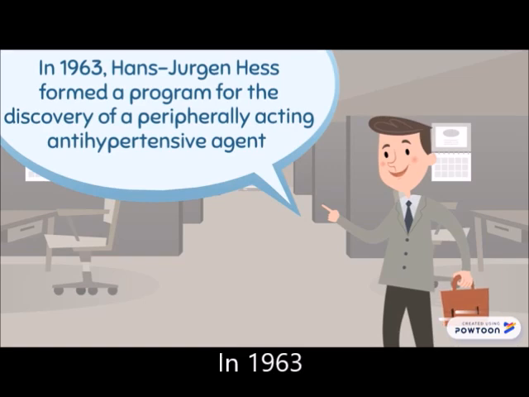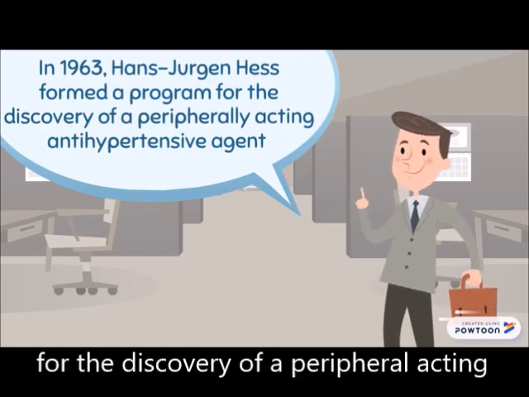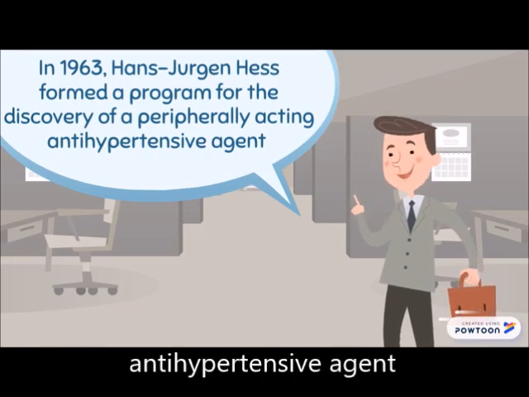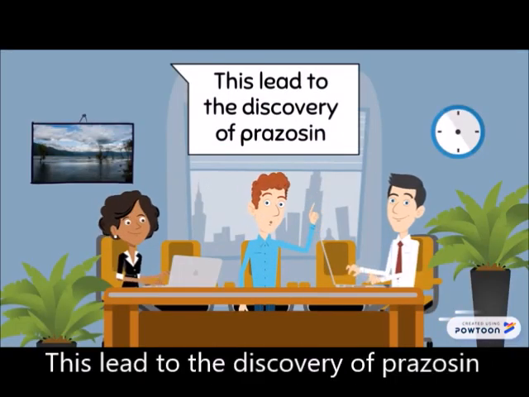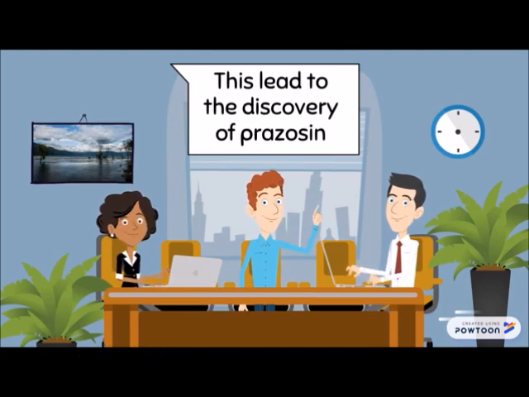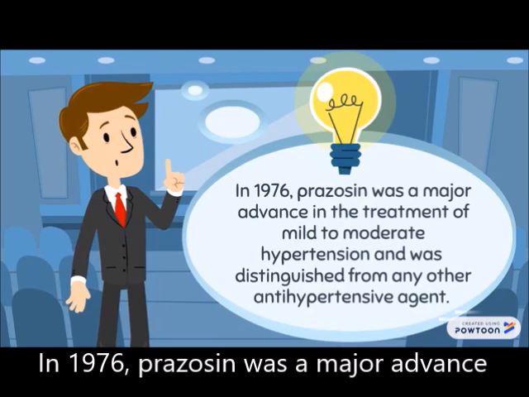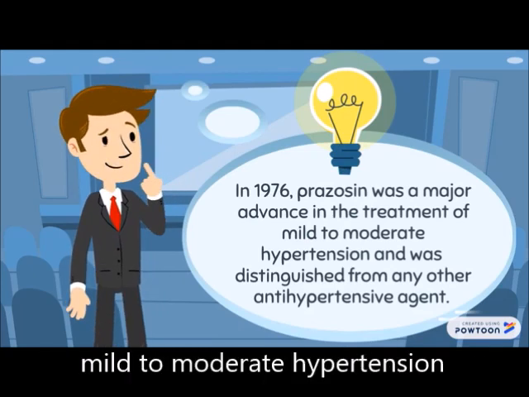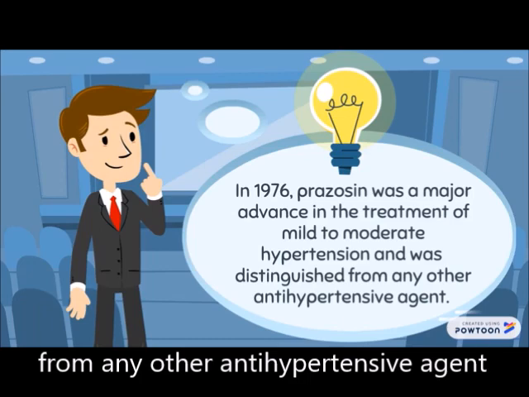In 1963, Hans Huygens formed a program for the discovery of a peripheral acting antihypertensive agent. This led to the discovery of prazosin. In 1976, prazosin was a major advance in the treatment of mild to moderate hypertension and was distinguished from any other antihypertensive agent.